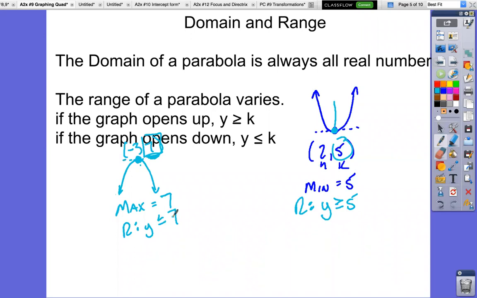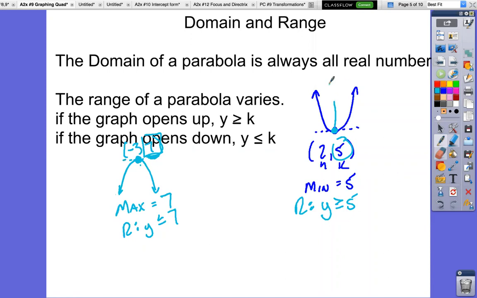Again, it takes a little practice, but once you see it, it does make sense. So that's why we started with the maximum or minimum first. If that's the highest point, then every other point has to be less than that. If it's the lowest point, every other point has to be greater than that or higher than that. Any questions?